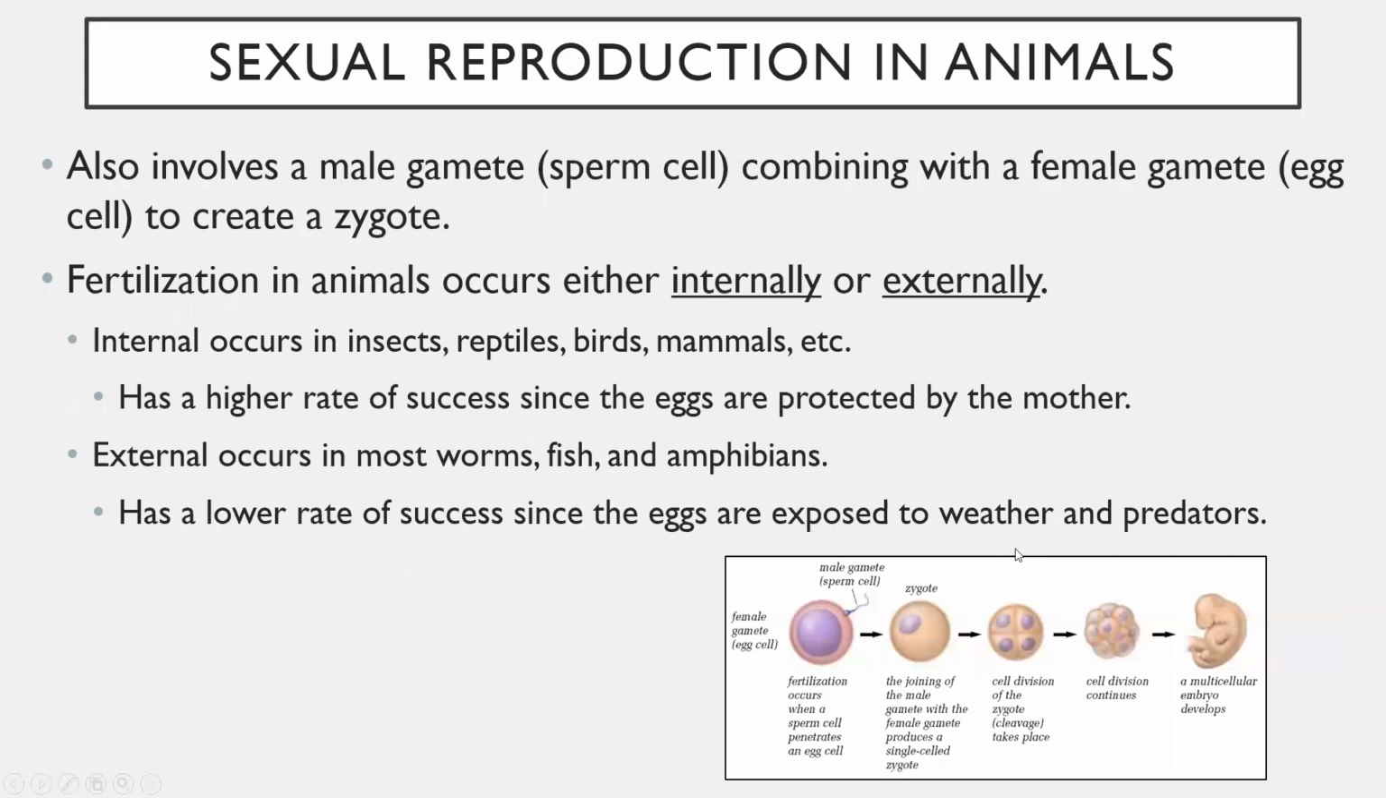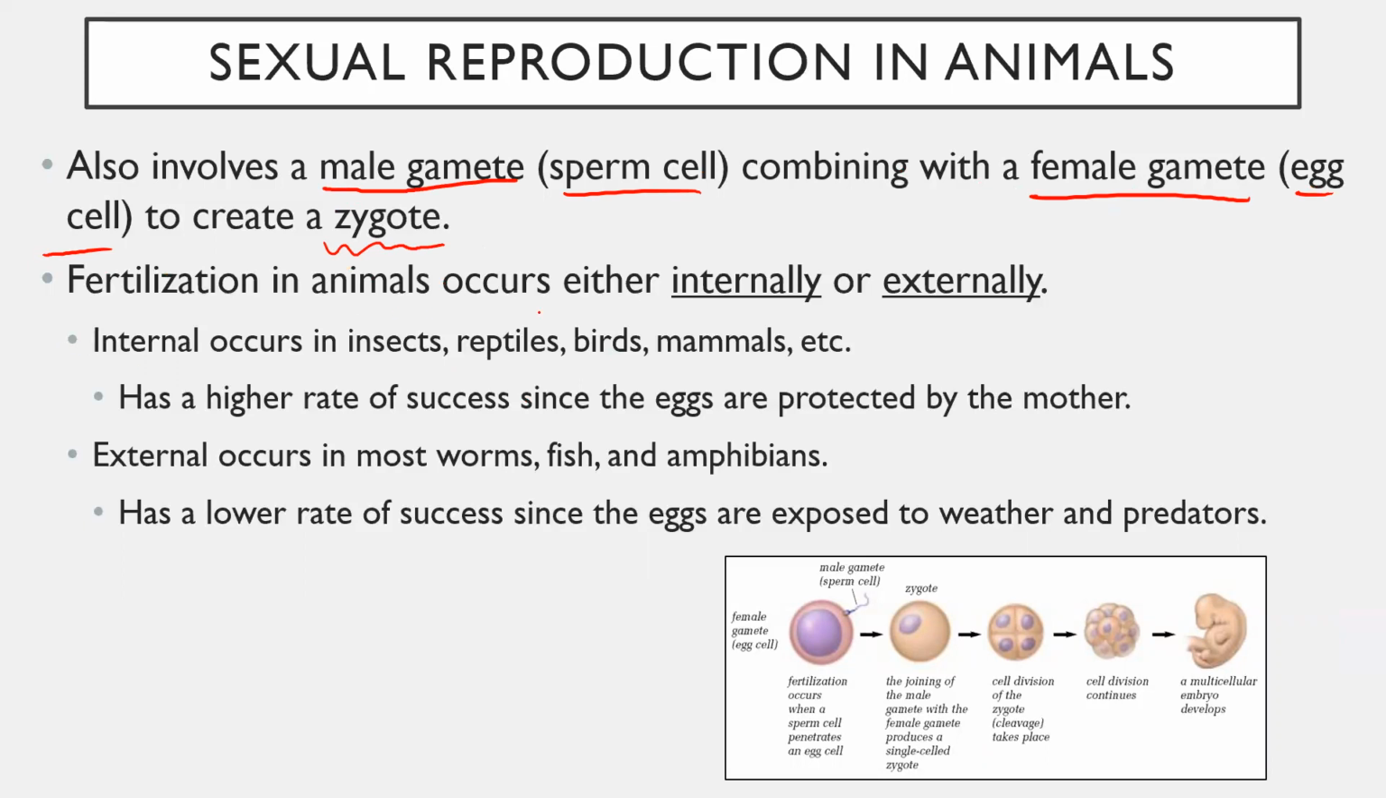All right, so now we're going to move on to animals. We're not going to spend too much time on this because it's, believe it or not, very similar to how it works in plants, which may sound quite surprising, of course, but it is. So with animals, it also involves a male gamete, which in animals we refer to as a sperm cell, combining with a female gamete, which is an egg cell. And this still creates a zygote.